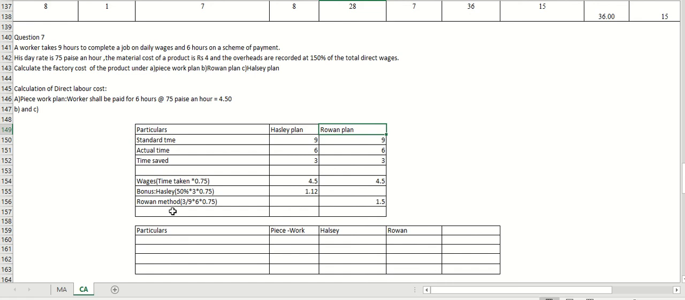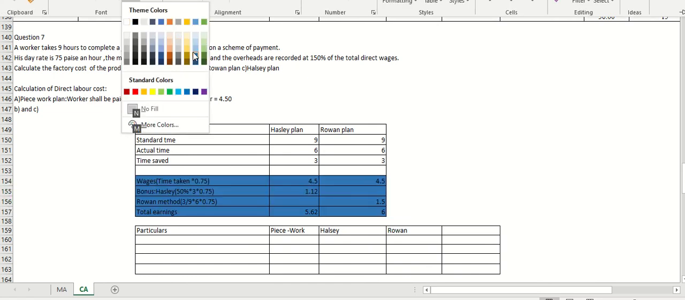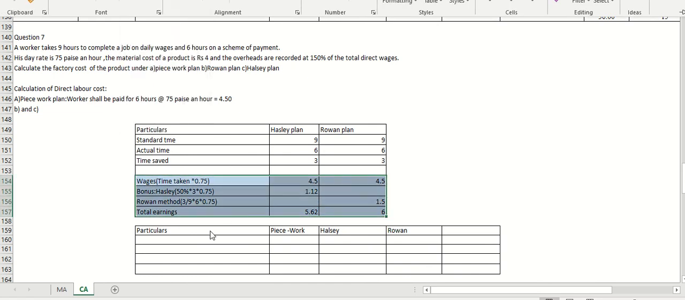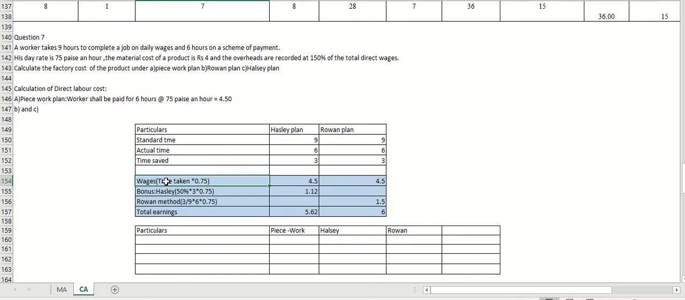So your total earnings is equal to 4.50 plus 1.12, which is equal to 5.62 under the Halsey method, and 4.50 plus 1.5, which is equal to 6 rupees under the Rowan method. So this is your bonus calculation, wages calculation, and your total earnings.